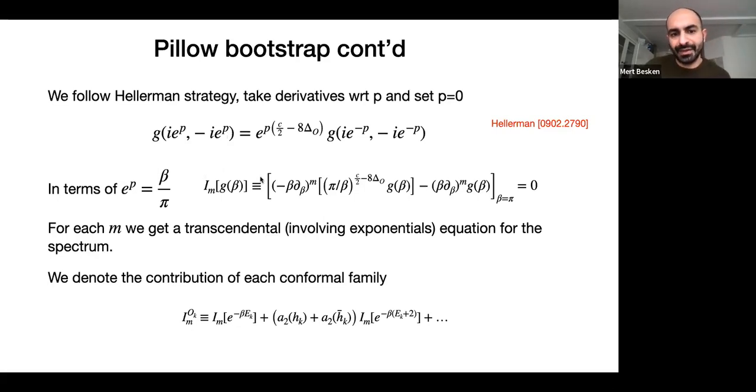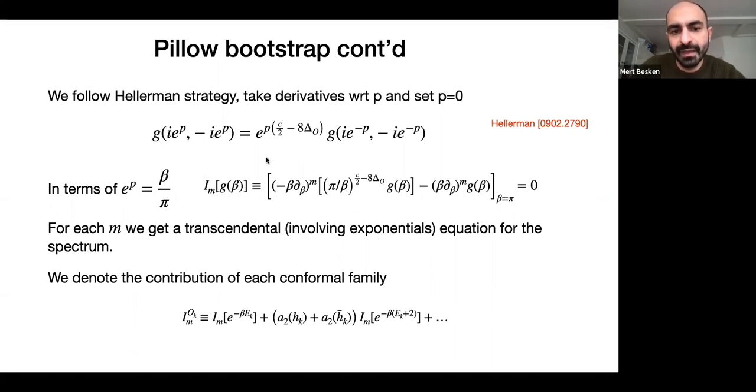And in terms of beta, the idea is actually taken from Hellerman. He used this for the actual torus and a finite temperature CFT. Since this is satisfied for all values of P, we can differentiate this equation with respect to P and set P to 0 at the end. And this is the functional that is doing that, taking m derivatives with respect to P of both sides and setting P to 0. What does setting P to 0 mean for beta? It means setting beta to 2 pi.